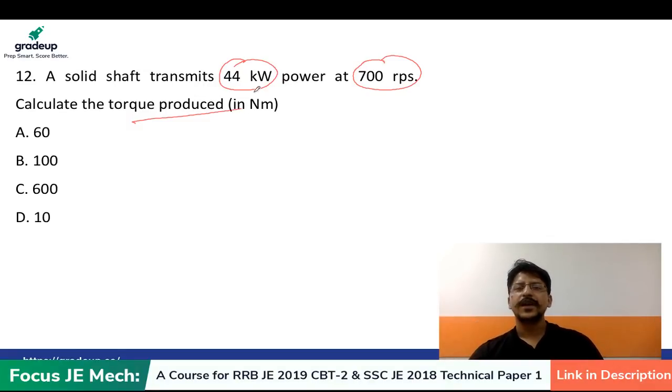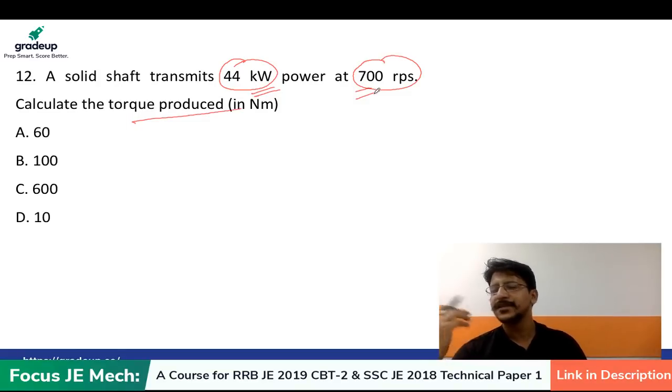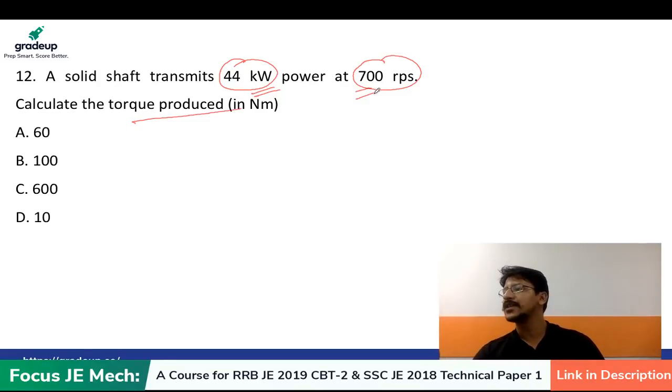That is to be understood by practicing, because this is not a question that I have made from my side. This is a question that was asked in a previous year. They have asked it in this way only. This is the previous year question which I have told you about the torque and all. If you practice, you can make it out.